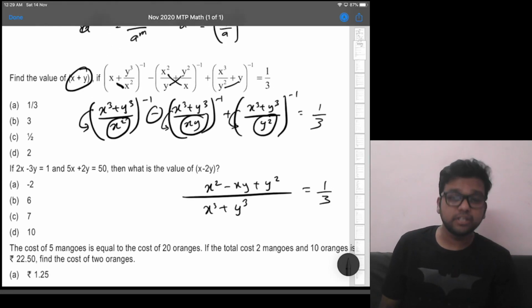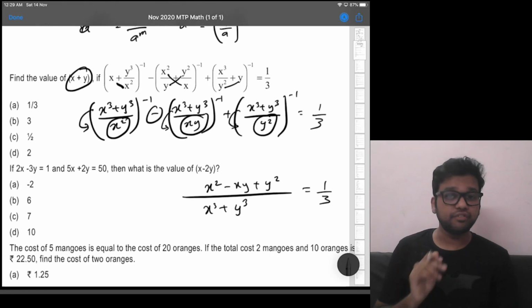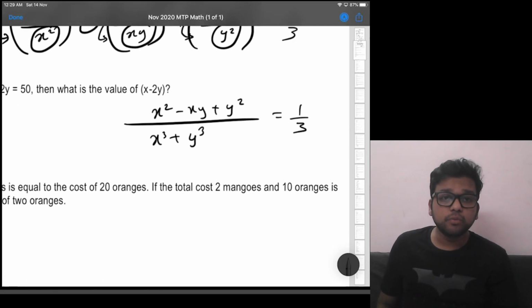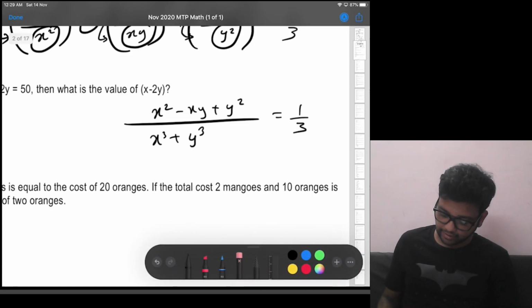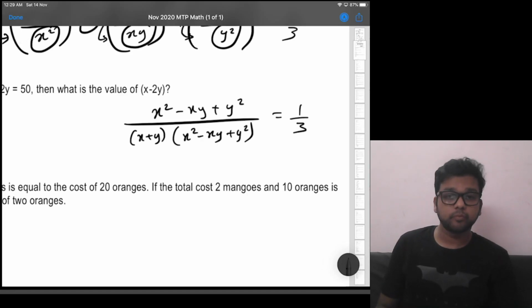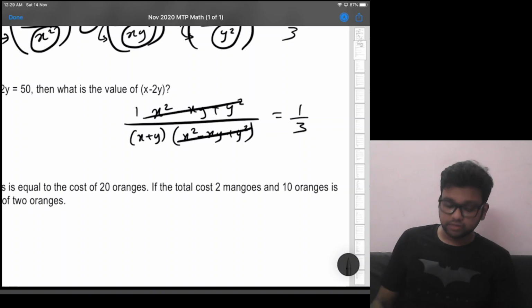Now they have asked x plus y. For this you have to know a formula which is one of the basic formulas that you study in indices. x cube plus y cube can also be written as x plus y into x square minus xy plus y square. Okay, now you can see that this gets cancelled directly, and 1 by x plus y is equal to 1 by 3.